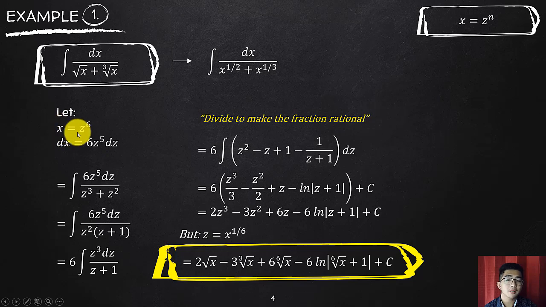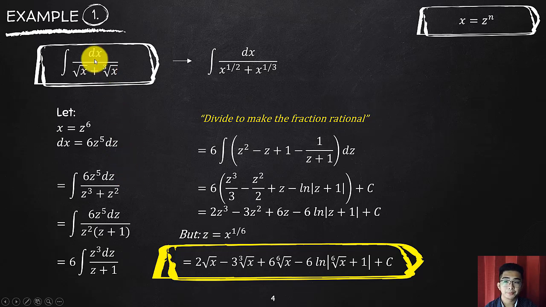So we say if x is equal to z raised to 6, therefore the differential of x, dx, is simply equal to the differential of z raised to 6. So that becomes, by the power formula for differentiation, 6z raised to 5 dz. Okay? So if you now have the substitute of your variable, and the substitute of dx, the differential, simply replace them in your original problem.